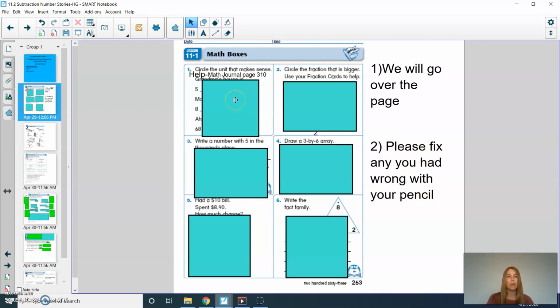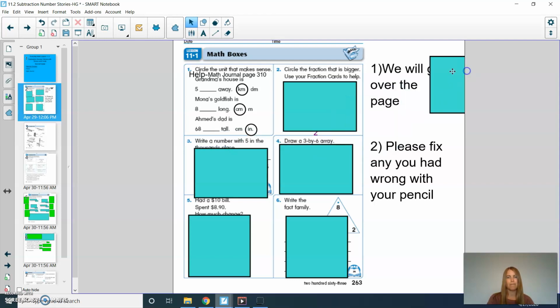For question number 1, circle the unit that makes sense. If I'm looking at Grandma's house, I would know that that's 5 km or 5 kilometers away. Mona's goldfish would be 8 centimeters long. Ahmed's dad would be 68 inches tall.